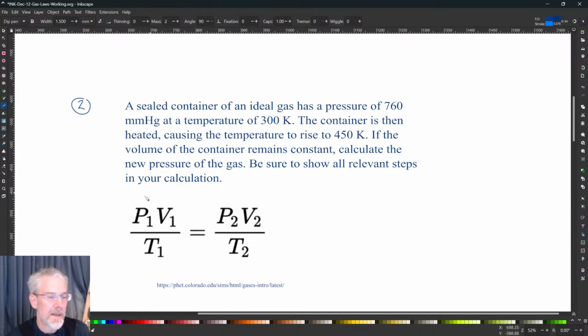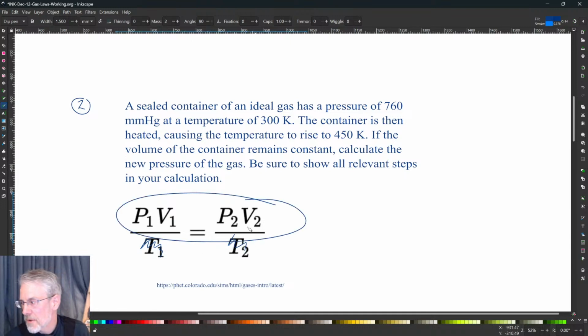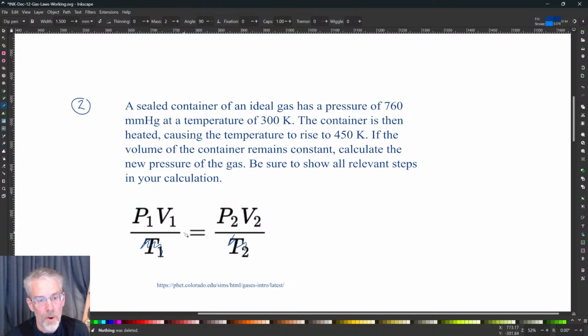This is the combined gas law right here. And what's really nice about it is if you don't have temperature, for instance, this is Boyle's law. So if temperature is held constant, it doesn't change, you just end up with Boyle's law. Or if you hold volume constant, you get another one of the laws, and so on. So if you know this, you know Boyle's, Charles's, Gay-Lussac's, all those laws in one.